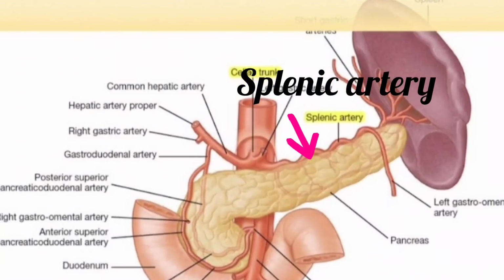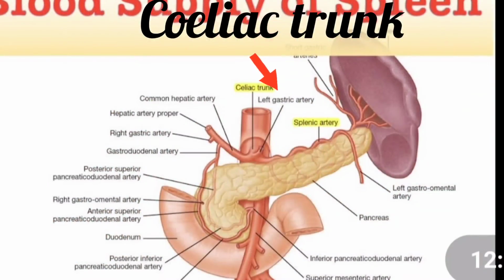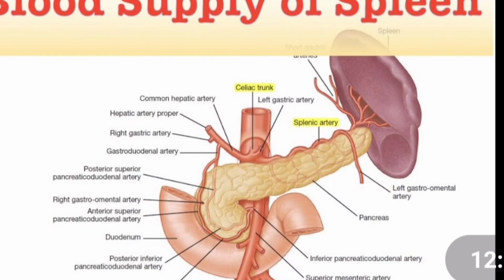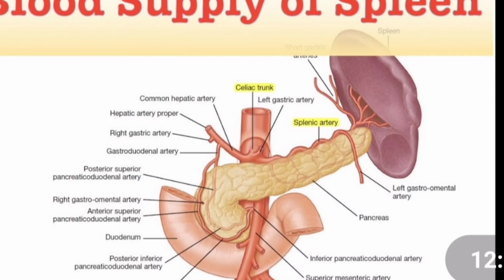The blood supply to the spleen is through the splenic artery, which is the largest branch of the celiac trunk, and it reaches the spleen through the lienorenal ligament. At the hilum of the spleen, the splenic artery divides into 5 or more branches. We will go into detail about the splenic circulation in another video.